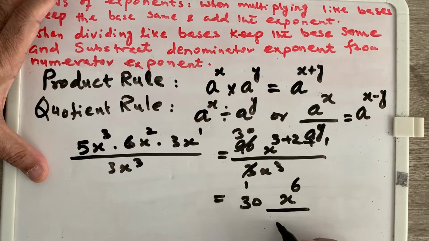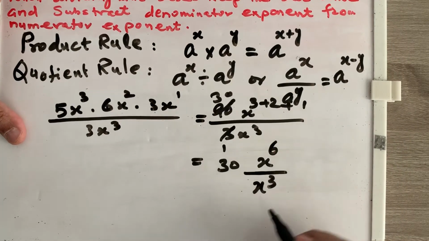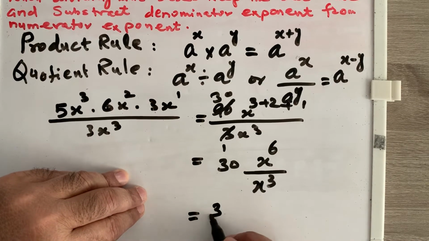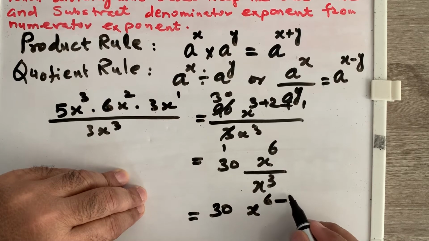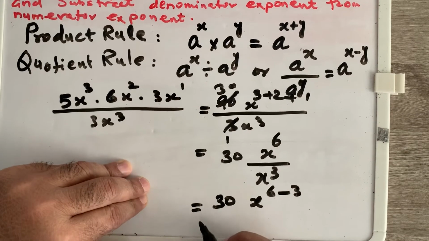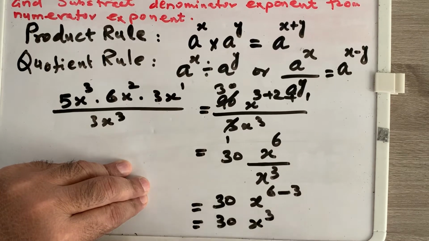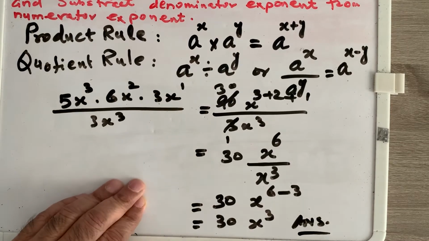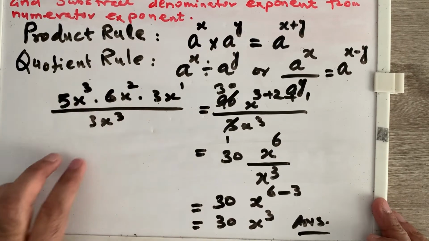And what I have in the denominator, x power 3. And what is my rule saying? My rule is saying that subtract the power: the numerator power minus the denominator power. So I have got 30x to the power 3, or x cube. This is my answer.